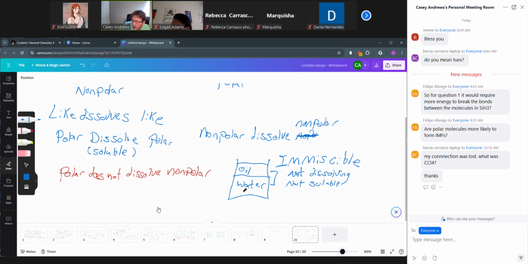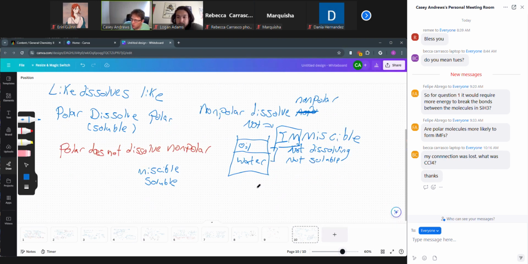And then on the other side, if things are miscible with each other, they are soluble, right? And whenever you see a word that starts with IM, usually that means not. Think about the word impossible: not possible, the opposite of possible. So immiscible means not miscible. And why aren't these things miscible?